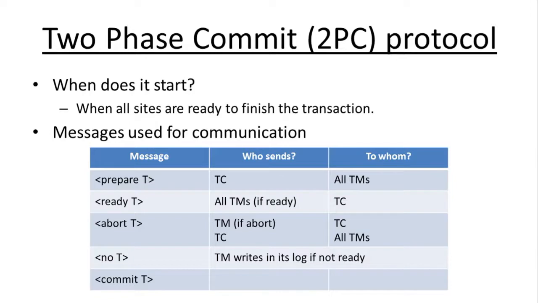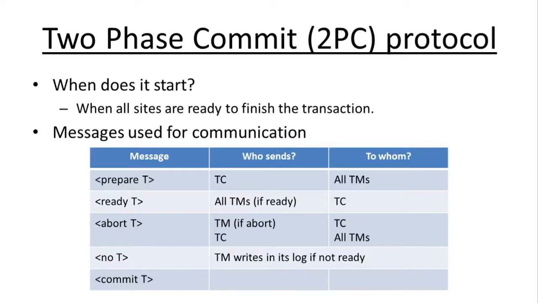All the transaction managers of the participating sites are going to respond with ready T if they are ready. They respond to the transaction coordinator, which receives this message. And the third one is abort T. Abort T is sent by a transaction manager if it is not able to finish the transaction for any reason, for example when all the transaction managers are ready except one.